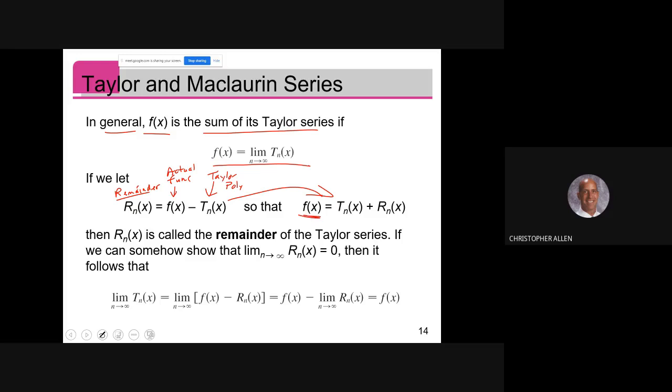The function is equal to the Taylor polynomial plus its remainder, which again, we've hit this idea several times before. R of n, and I'm sorry, the door is standing right in the way. It's called the remainder of the Taylor series. If we can somehow show that the limit as n goes to infinity of the remainder function is 0, it would follow that the limit of the Taylor polynomial as n goes to infinity would be equal to the limit of the function minus the remainder, which is all the way down here. It's going to give us the function itself.